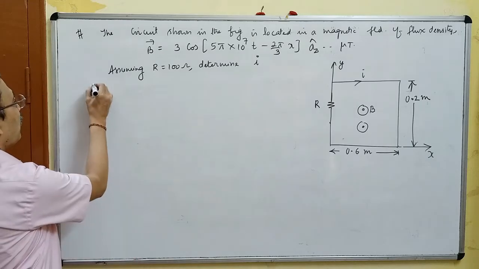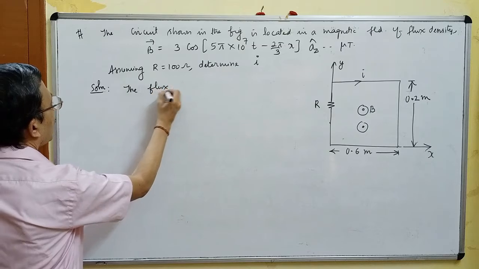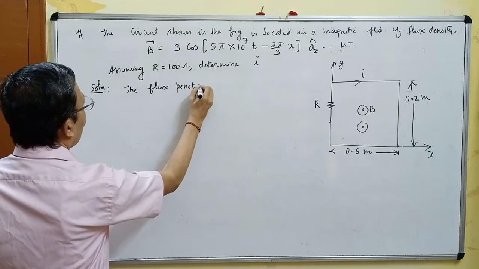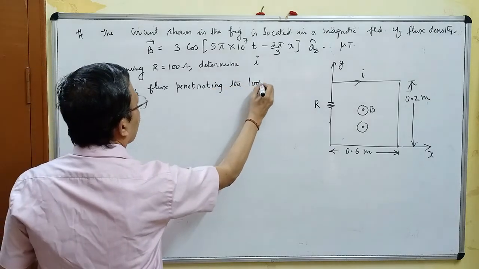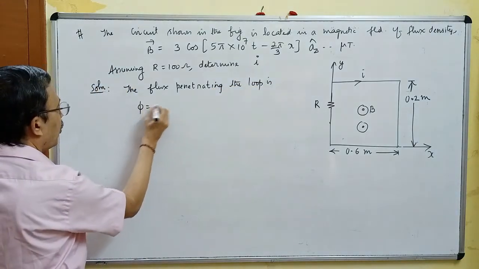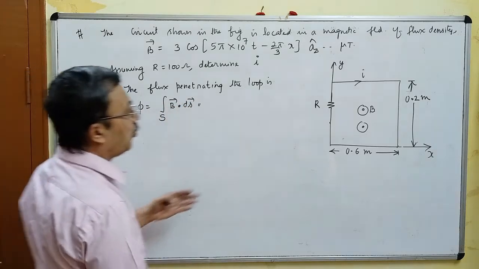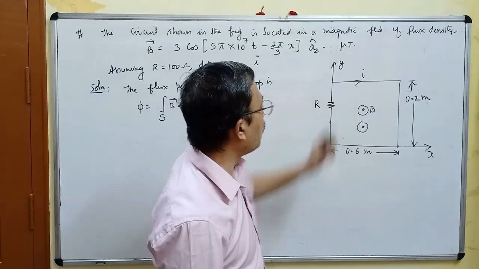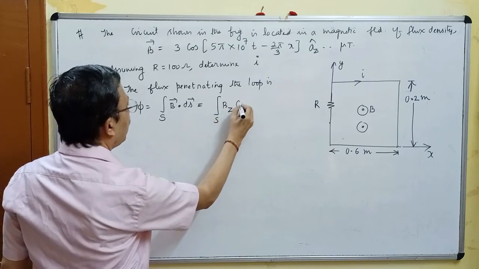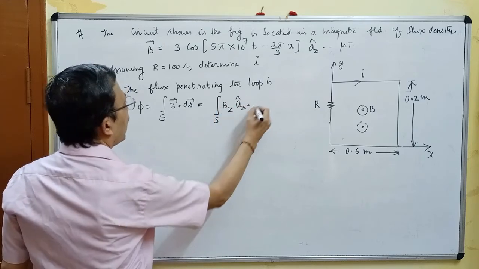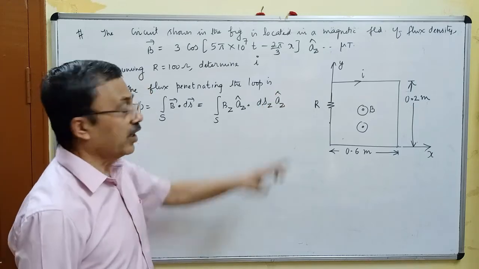So I am going to solve the problem in this manner. The flux penetrating the loop is phi equal to surface integral vector B dot ds. Vector B is perpendicular to the loop. Therefore, dot product becomes what? See here, vector B is Bz into az cap. What is vector ds? dsz into az cap. Az cap dot az cap becomes 1.